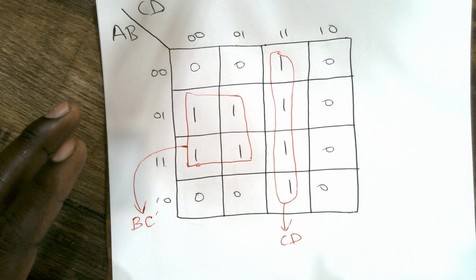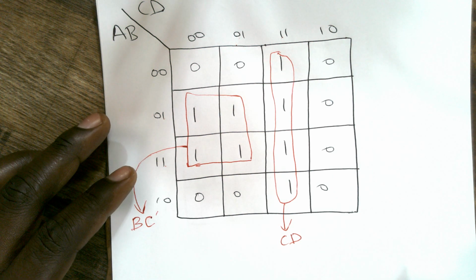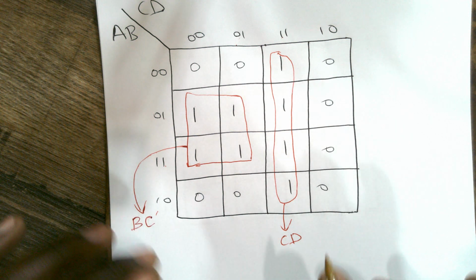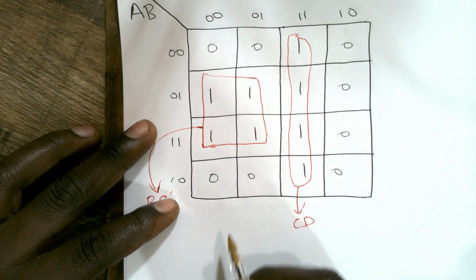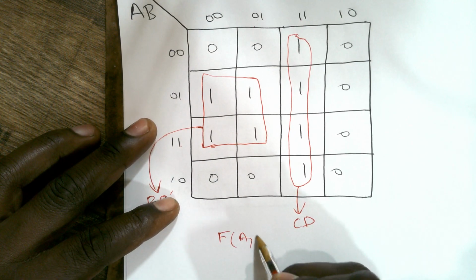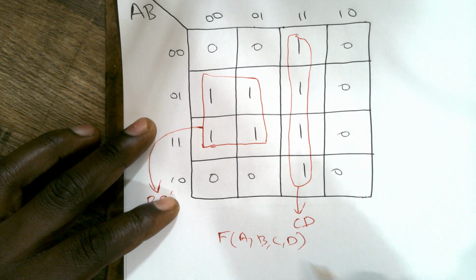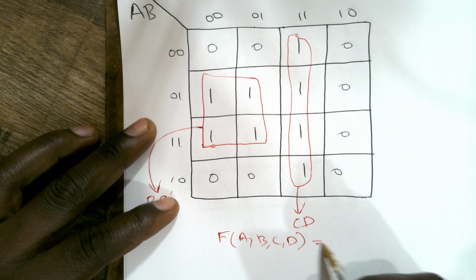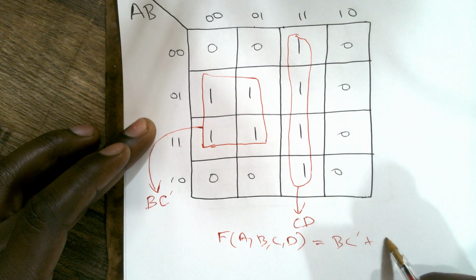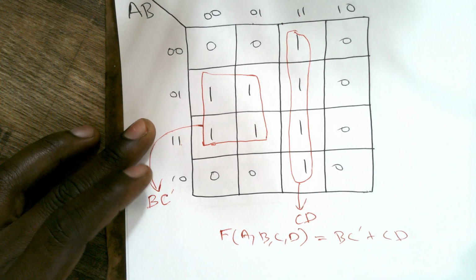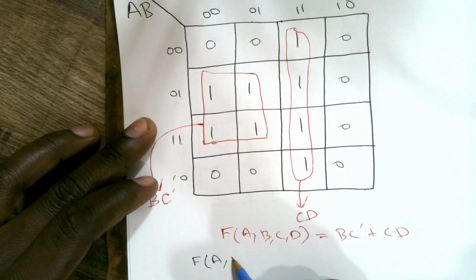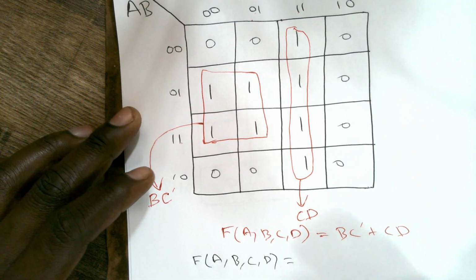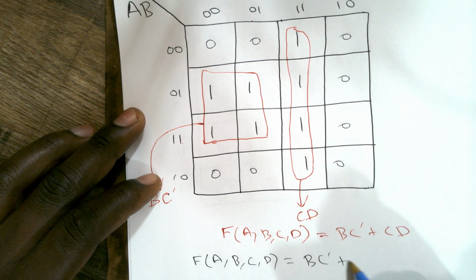Now, before even doing any work on hazards, this is going to produce a circuit that is going to be affected by hazards. So we would have gotten the expression F(A, B, C, D) is equal to B C prime plus C D. Let me write it out again so that it doesn't look confusing. Without considering hazards, our output F(A, B, C, D) is equal to B C prime plus C D.